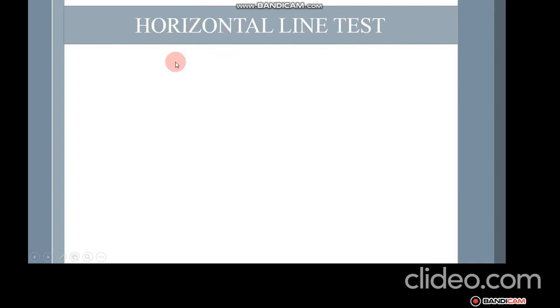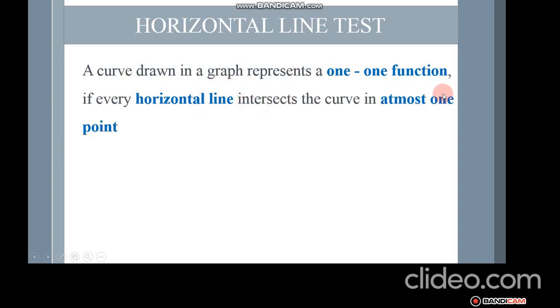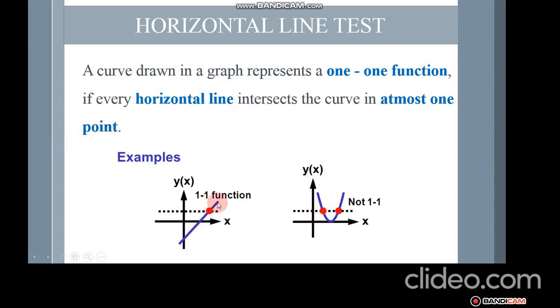Next one is horizontal line test. A curve drawn in a graph represents a one-one function if every horizontal line intersects the curve in at most one point. For example, here the curve and horizontal line touch at only one point, so it is a one-one function. Here the curve and horizontal line touch at 2 points, so it is not a one-one function.